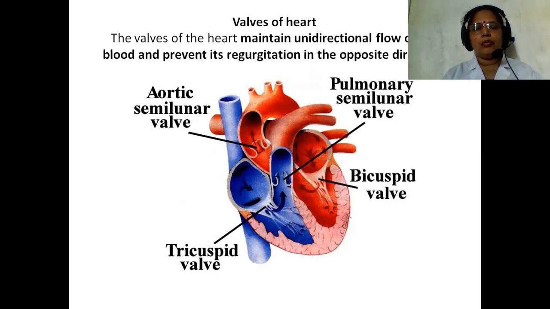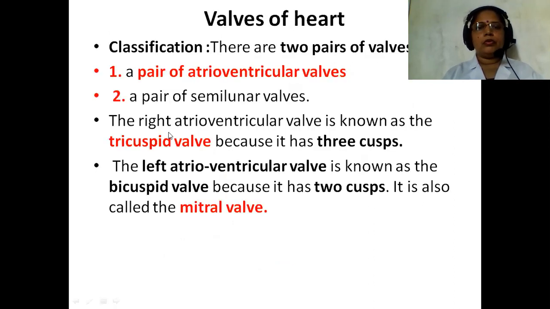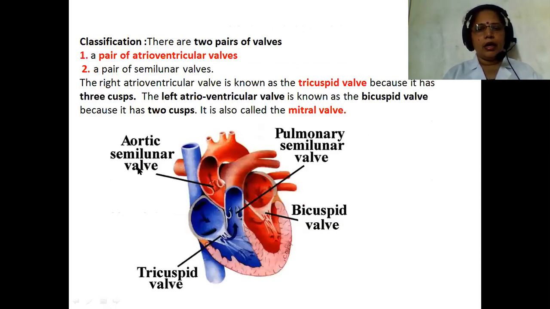So how many valves are present? Next, what is the classification of the valves of the heart? Basically it has two types, two pairs of valves. Number one, a pair of atrioventricular valves, and second, a pair of semilunar valves. Why is it called a pair of atrioventricular valves? Atrioventricular valves are present in between the atrium and the ventricle.